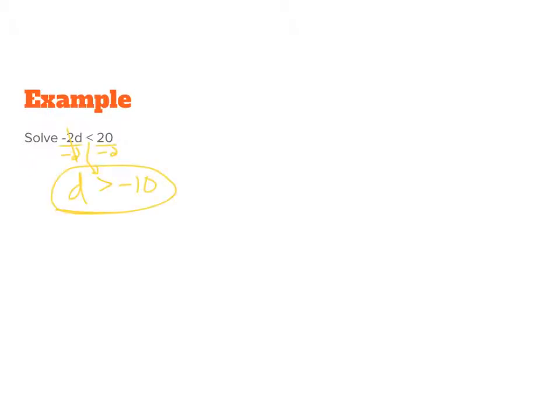Since d and negative 2 are being multiplied together, to get d by itself, you need to divide by negative 2. And if you divide the left by negative 2, you have to divide the right by negative 2 as well. On the left, the negative 2's cancel out, leaving just d. The inequality started out as less than, but since we divided by a negative, it flips to be greater than. And on the right, 20 divided by negative 2 is negative 10. So my final answer should be d is greater than negative 10.